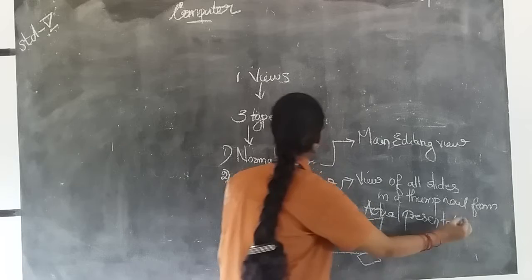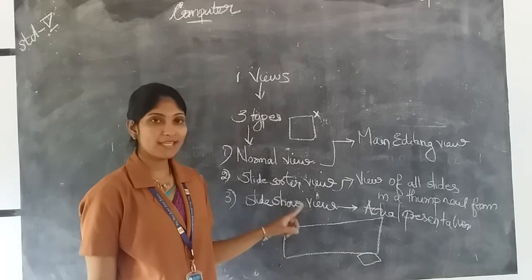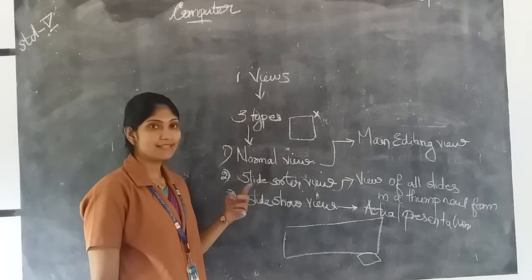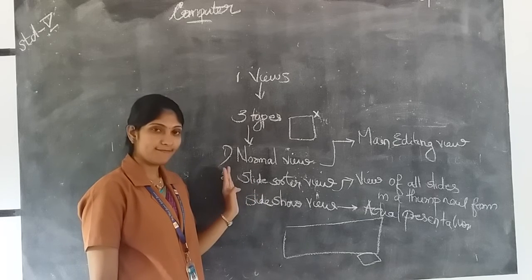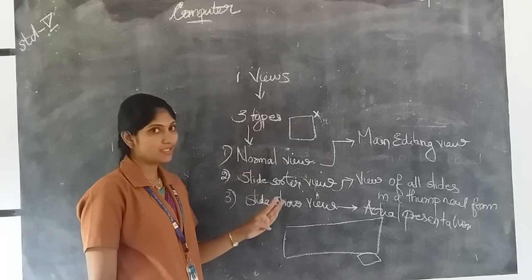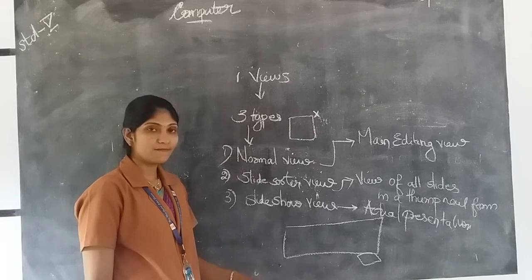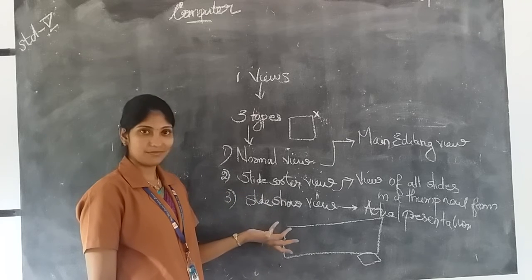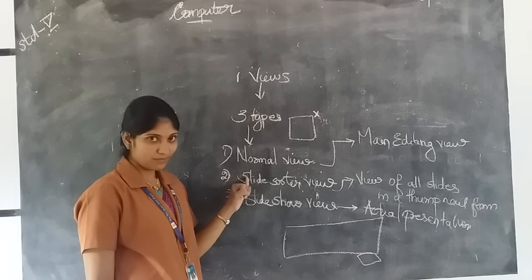So first one, normal view is the main editing view, and you can edit the contents in that view. On the left side, there is a list pane which contains all the slides you created, and at the bottom you can add your notes related to the topic of the presentation. That is the normal view.